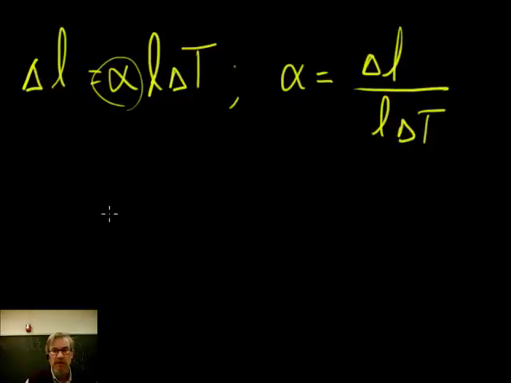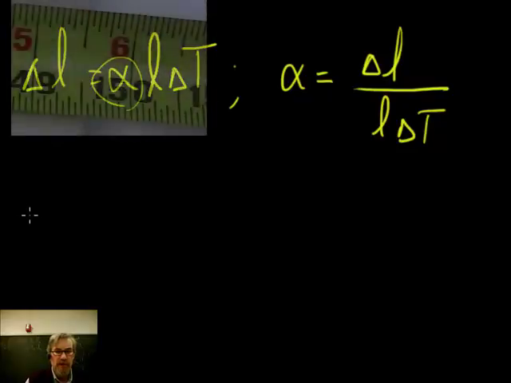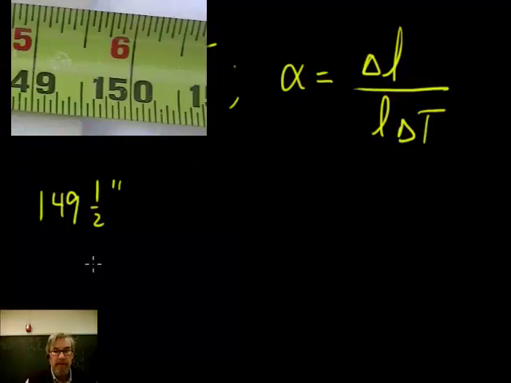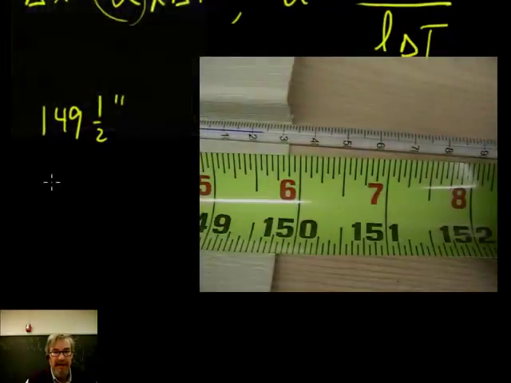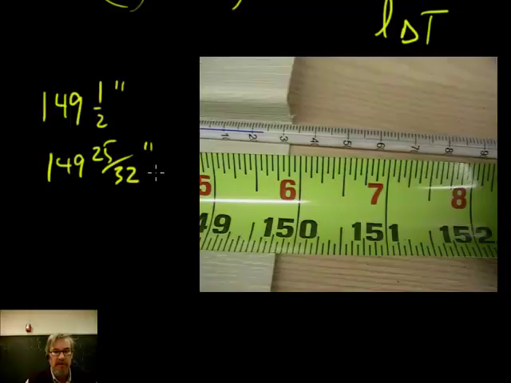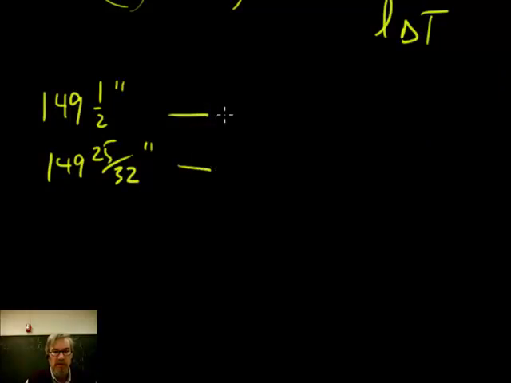Well, let's first of all figure out the change in length. When we first measured the length of the piece of vinyl siding outside, it was 149.5 inches. When we measured the piece of vinyl siding inside after it had warmed up, we found that it was 149 and 25/32 of an inch. Now let's get this in decimal form so it's a little easier to work with. Obviously 149.5 is 149.5 inches. 25/32 turns out to be 0.781, so 149.781 inches was the final length.